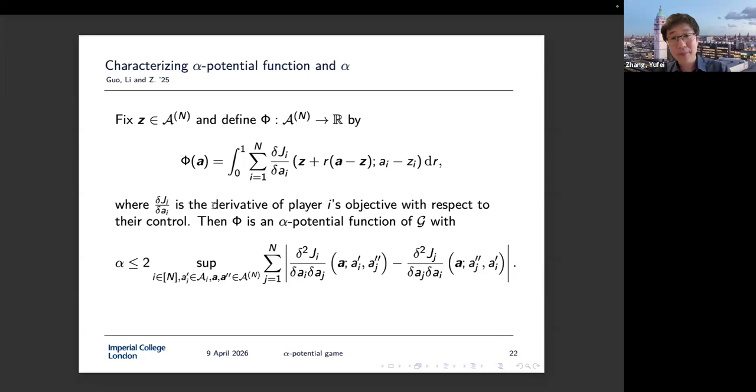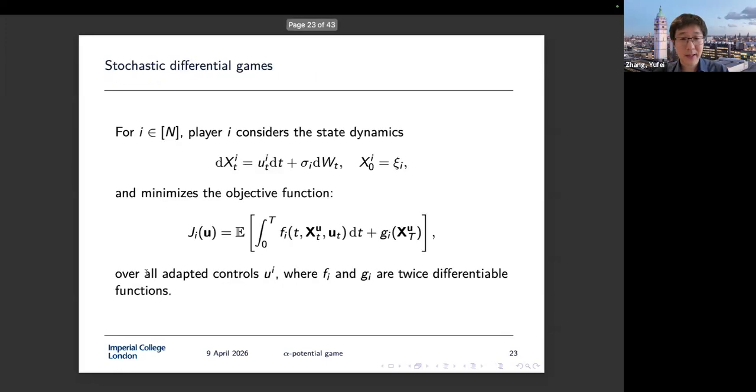In the remaining part of the talk, I would like to illustrate this framework on some concrete dynamic games. I will show you what the alpha potential function looks like, and more quantitatively what this alpha looks like, depending on the game structure. To illustrate this idea, I will first start from the simplest game.